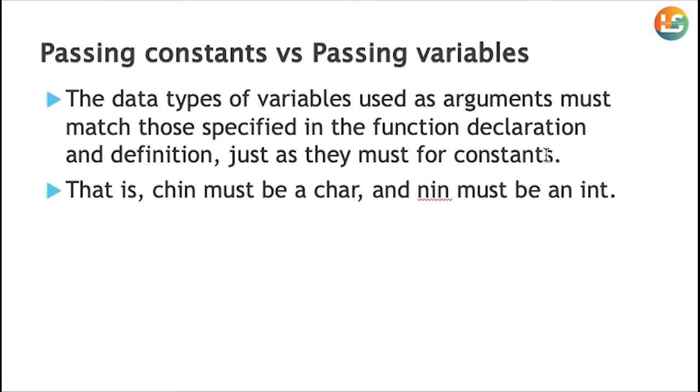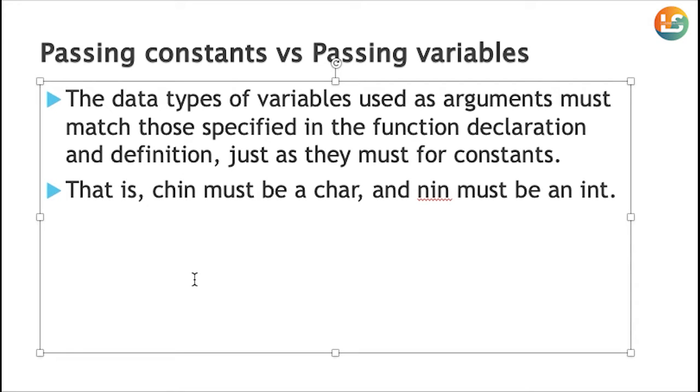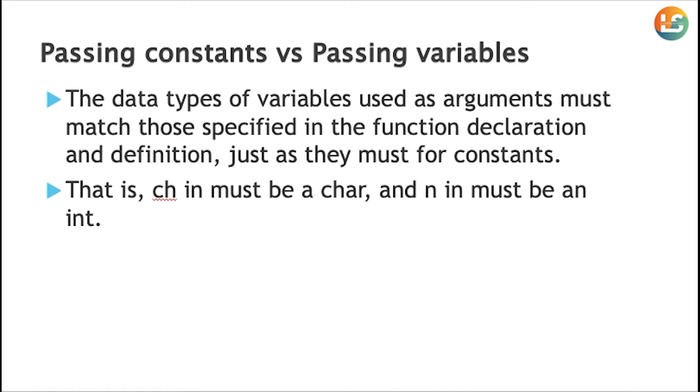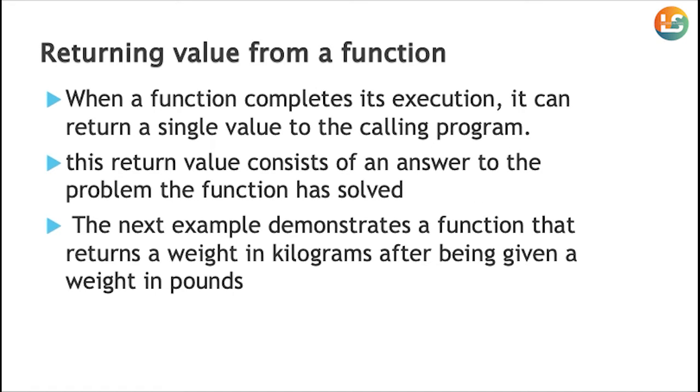When a function completes its execution, it can return a single value to the calling program. You have to remember very strongly that every function can return only a single value to the caller. It is not possible for a function to return more than one value to the caller. This return value consists of an answer to the problem the function has solved.